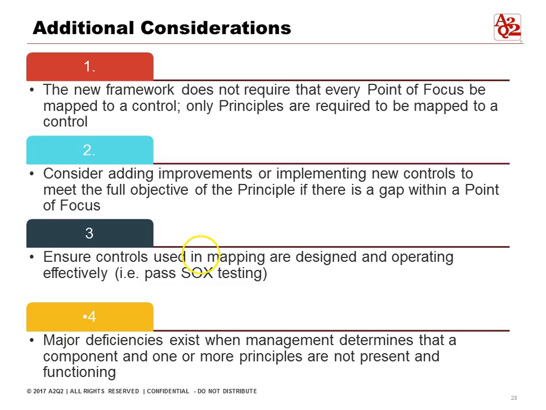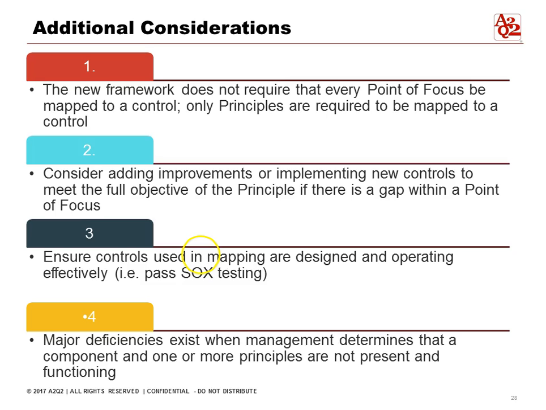Here are some additional considerations to think about. The first one is that the new framework does not require that every point of focus be mapped to a control, only that the principles be mapped to a control. You might want to consider adding additional improvements or implementing new controls to meet the full objectives of the principles. Sometimes just changing the wording itself, expanding the wording, can make it more clearly aligned to a principle.